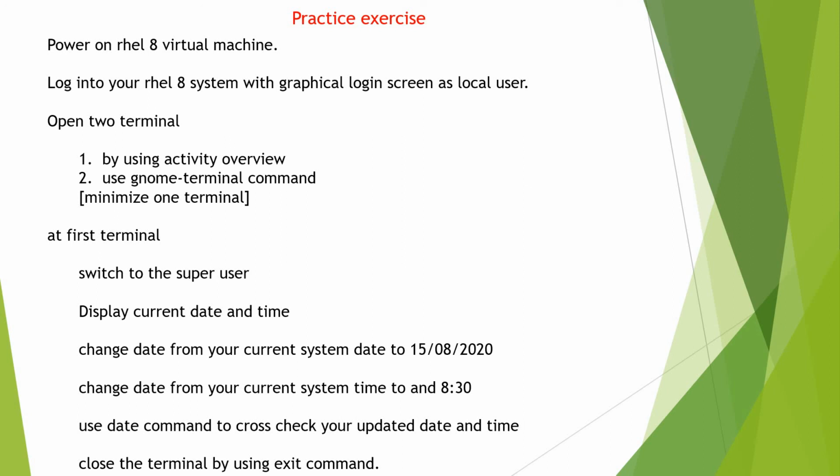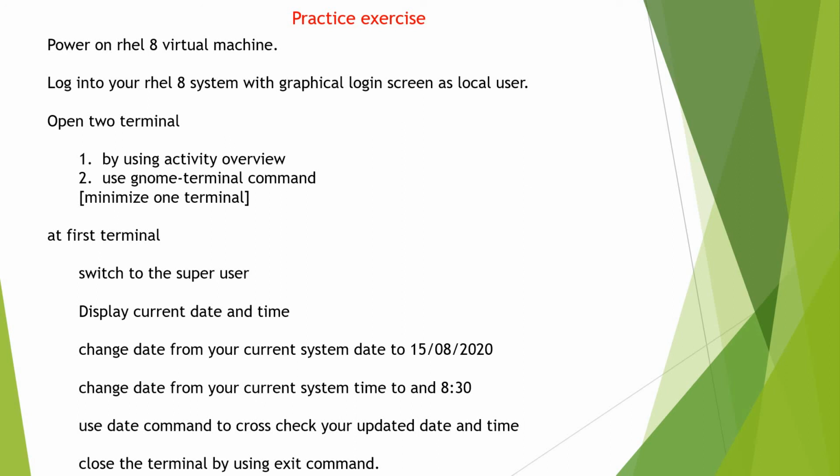When you press Alt and F2 on your keyboard, one command prompt will be displayed on your screen. You can use the gnome-terminal command, which will open a terminal. Minimize one terminal. In the first terminal, switch to the superuser. As I have told you, su is a command to switch from one user to another user. Now display the current date and time. The date command is used to display the current date and time.